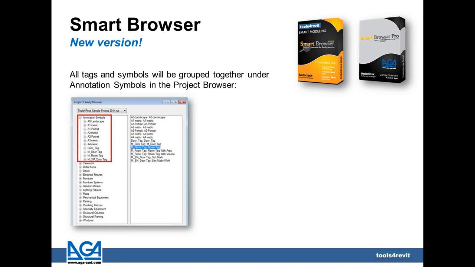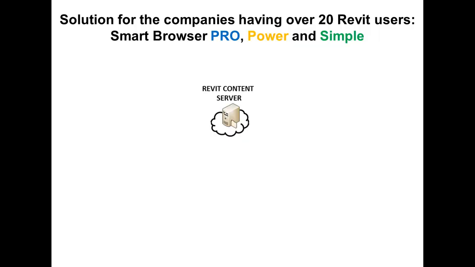One small improvement in the project browser: we grouped all annotations under one category named annotation symbols. Now I would like to explain the difference and the solution that we have for companies with more than 20 Revit users. Here we have the solution with the names Browser Pro, Power, and Simple. Now we'll try to explain the difference between them.